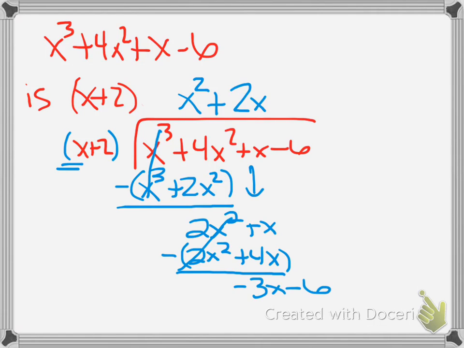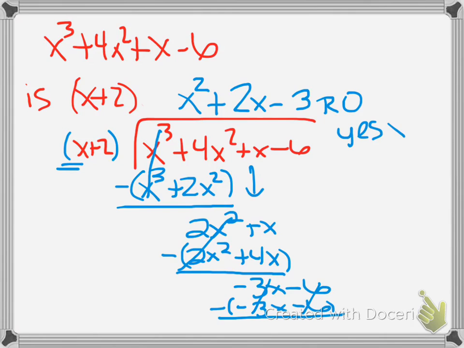So x times what is negative 3x? It's negative 3. And again, we'll have to subtract. Negative 3x minus negative 3x, those cross. Negative 6 minus negative 6. So is x plus 2 a factor? Yes. X plus 2 is a factor, because the remainder is 0.